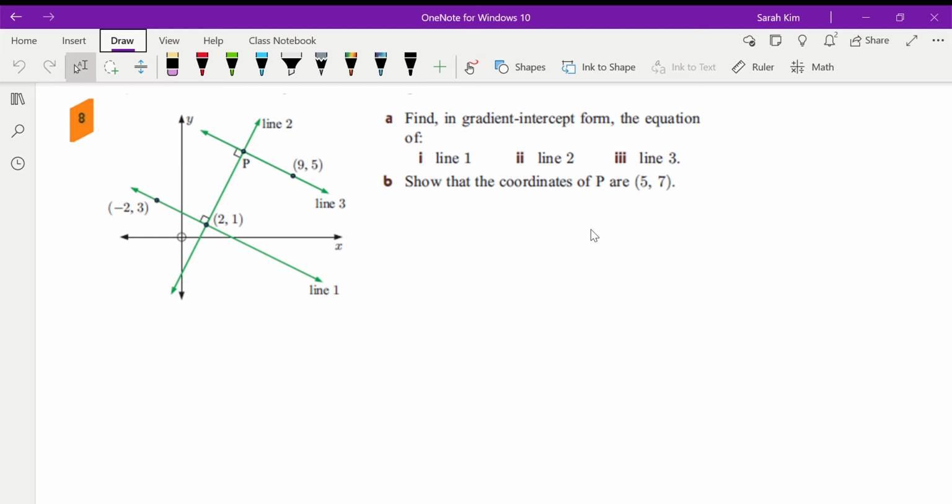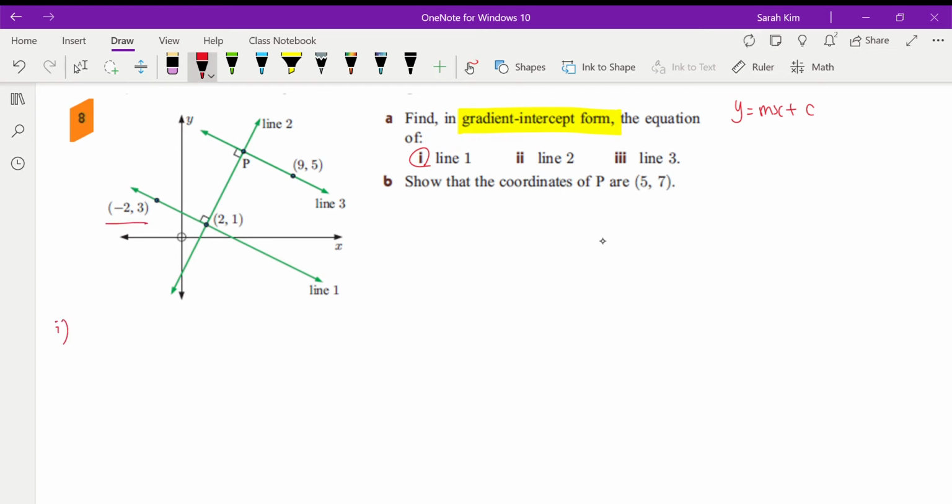Alright, so this question is asking you to find the equation in gradient-intercept form. Let me just write what that is briefly: y equals mx plus c, the equation of line 1, line 2, and line 3. So that's a bit of a process. Obviously I would do part I first because that's probably logical, so let's start there.